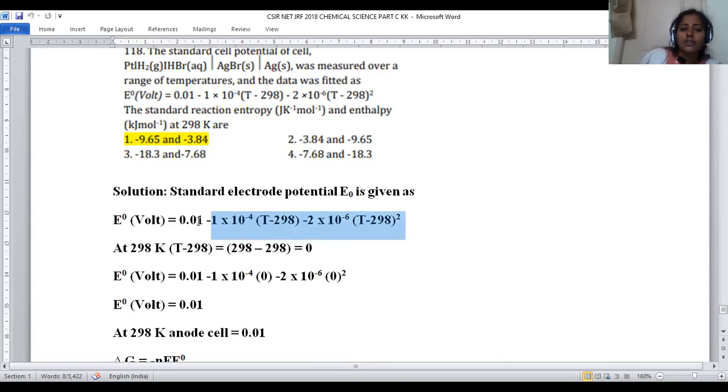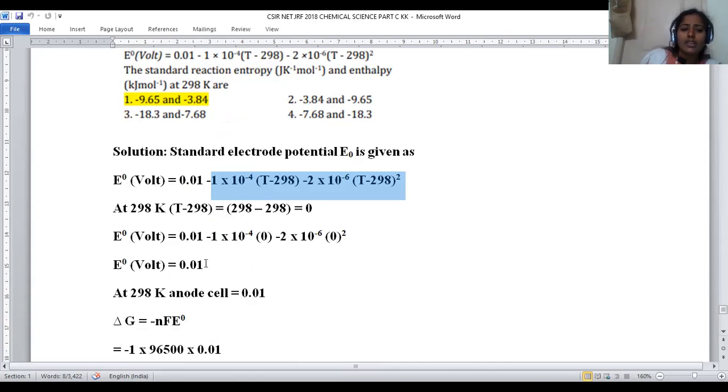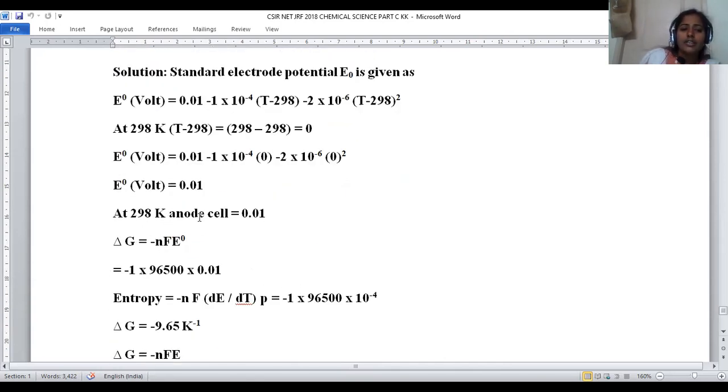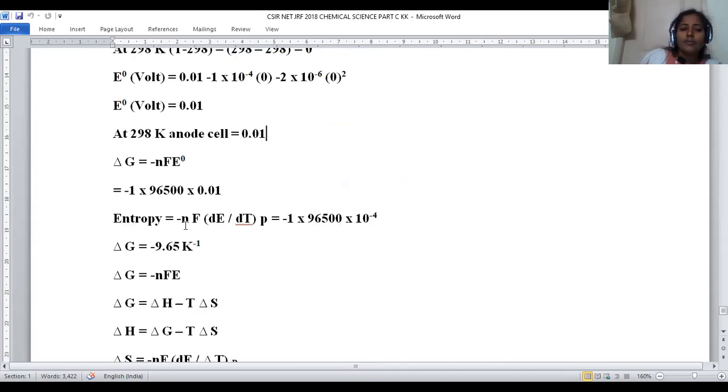Now E naught is given by 0.01. At 298 Kelvin, the cell standard potential will be 0.01. So delta G, right, the Gibbs free energy change, is given by minus nFE naught. So let us substitute all the values.